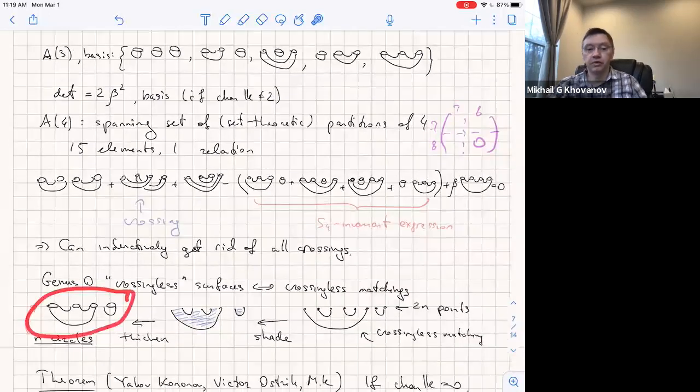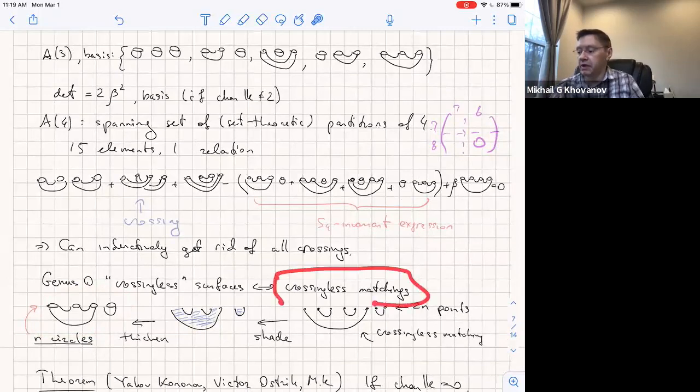This is a picture of a genus 0 crossingless surface. And once you define this rigorously, you see immediately that they are in a bijection with crossingless matchings of 2N endpoints. N is the number of circles. If you take this nice surface and cut it by a plane, in the cross section you'll have 2 points left from each circle. And then, for instance, this disk will become an arc. This sphere with 3 holes will become a collection of 3 arcs. And then you get a bijection between such surfaces and crossingless matchings.